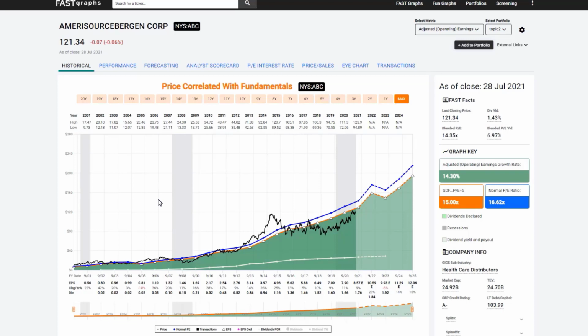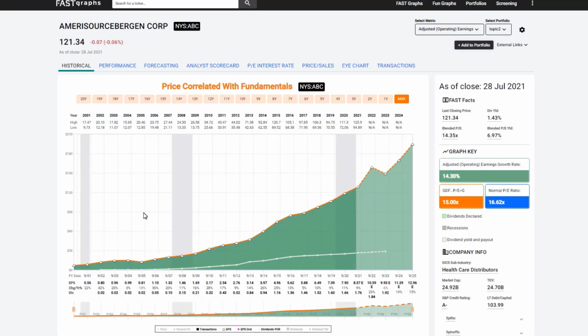I'm going to start here, and I'm going to introduce you to the FastGraphs research tool a little bit, since many of you are new to it. Many of you have been subscribers for a long time, but many of you are new to it. What Professor Mock was telling us is, price is what you pay, value is what you get. And what we're trying to do is create an estimate of value. So what FastGraphs does is we apply what we call valuation reference lines. That's this orange line on the graph.